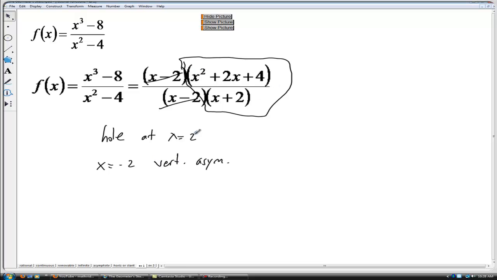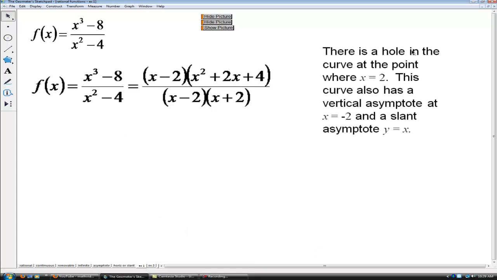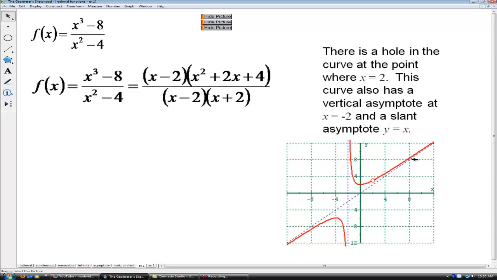Then to find roots, I would set my simplified numerator equal to 0. The line y equals 1x plus 0, or y equals x, is my slant asymptote. So we have a hole where x is 2, there's a vertical asymptote at x equals -2, and our slant asymptote is y equals x. When we put it together, this is what our graph will look like.